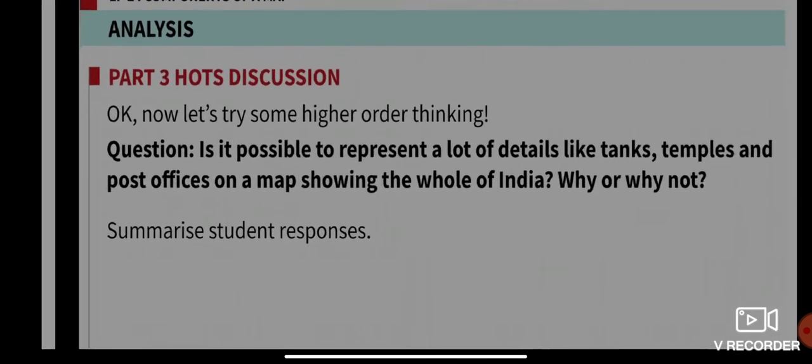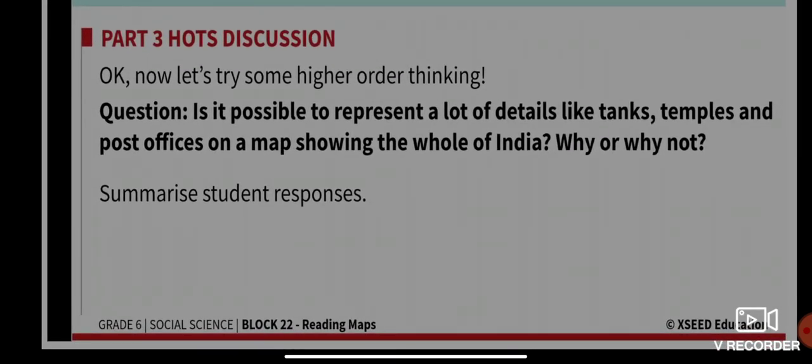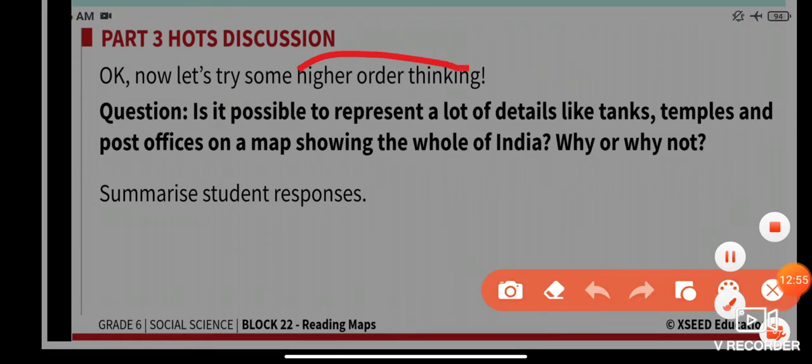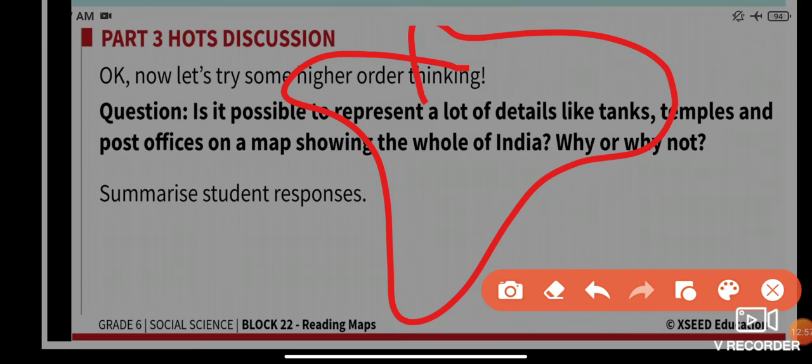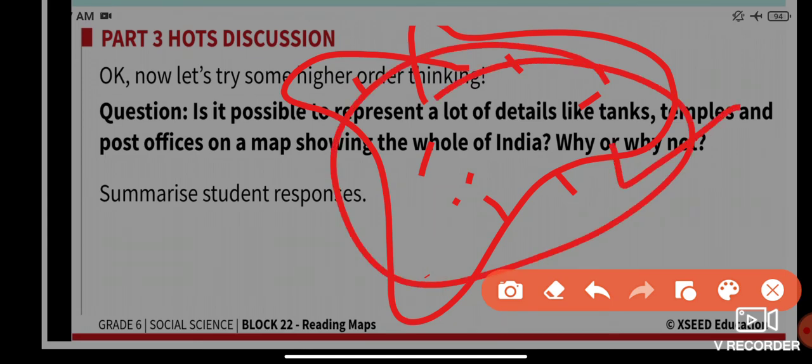Now the last question for today. Is it possible to represent a lot of details like the tanks, the temples, and the post office on a map showing the whole of India? Why or why not? Suppose you want to read the map of India. Is it possible to represent where a tank is located, where a temple is located, where a post office is located on a map showing the whole of India? Why or why not?